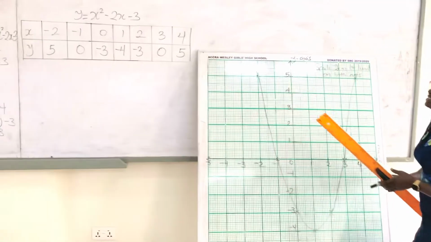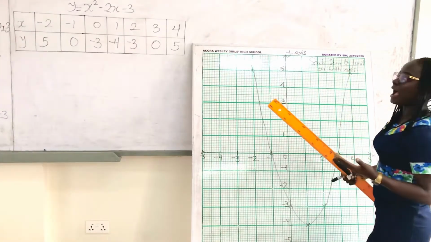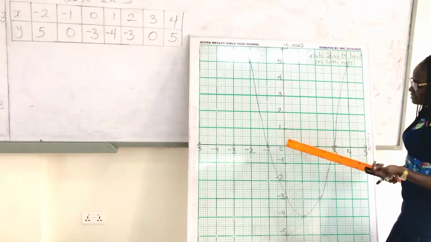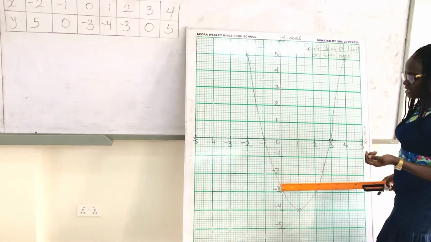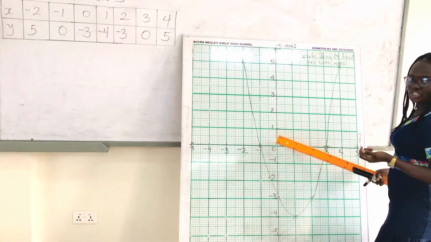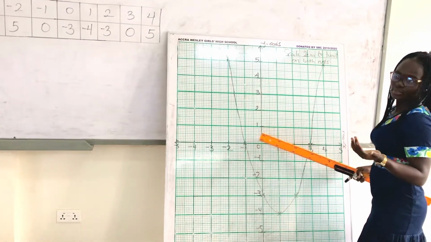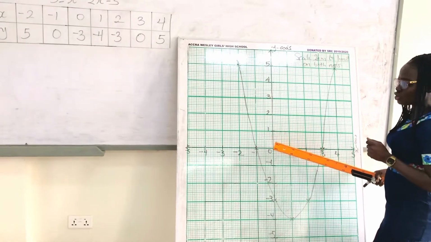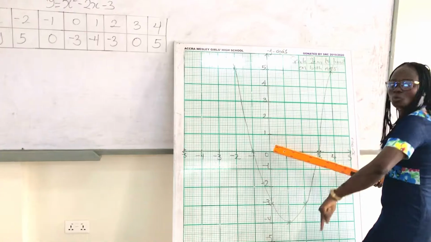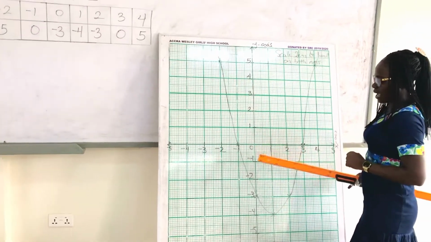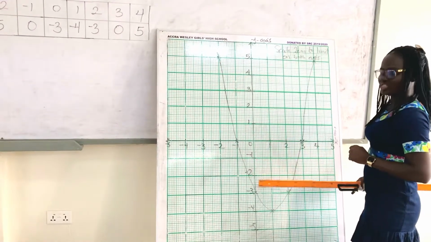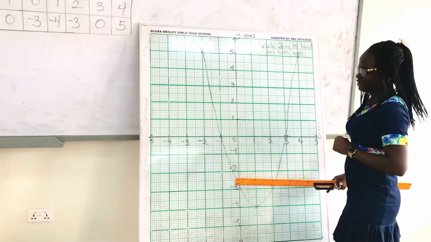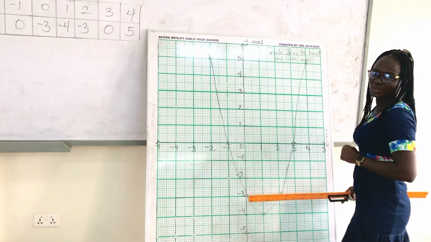The next is when x is 0, our y is negative 3. So x is 0, y is negative 3. We start on the origin as our 0. Then y is negative 3. It means that when you start on the origin, you move downwards 3 times. So 1, 2, 3. And you land on y as negative 3. And you give your mark as a coordinate.